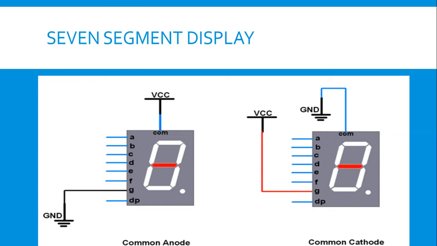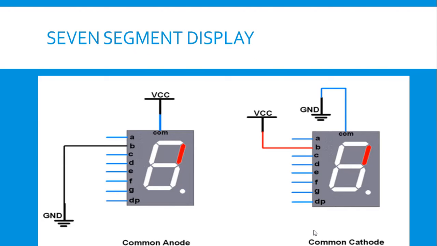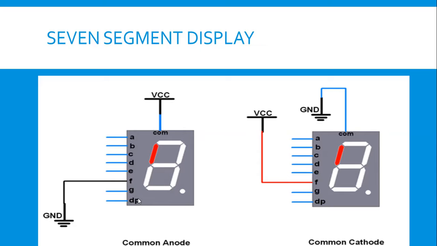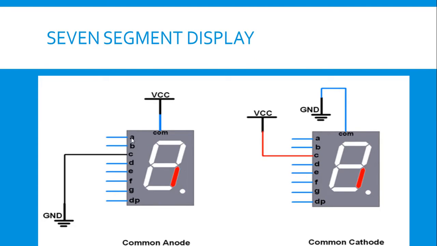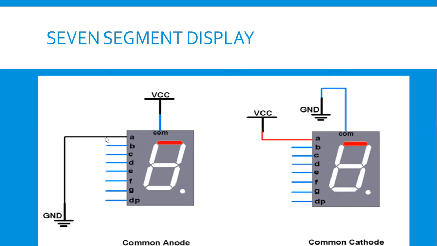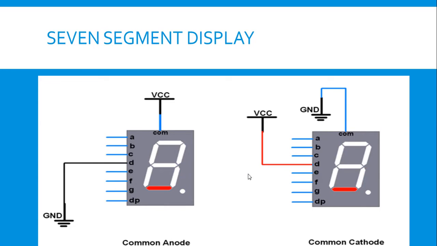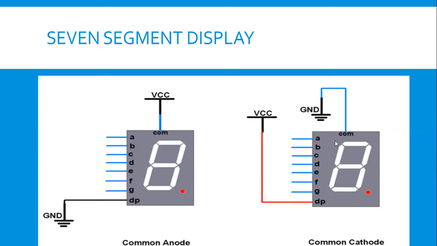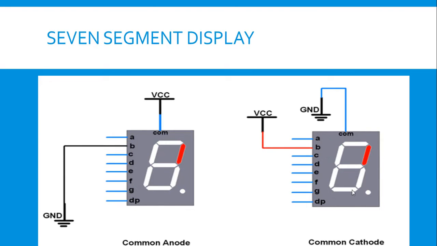The one is common anode and the other one is common cathode. In common anode, all the anode terminals of the LEDs are shorted and connected to VCC, whereas the cathode terminals are left open. Suppose you want to light a particular segment of the display, then the corresponding cathode terminal of the LED should be grounded. And similarly, in case of common cathode type of display, all the cathode terminals of the LEDs are shorted and connected to ground.